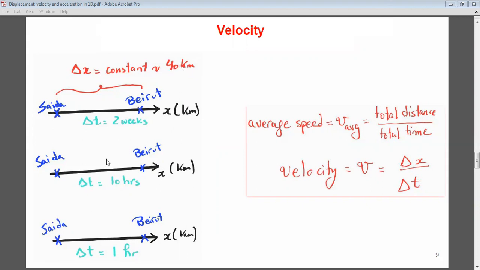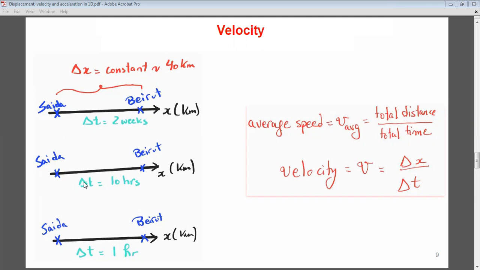But one object took 2 weeks to arrive. Let's not say it's a car. Let's say any 3 objects, they're going from Saida to Beirut. For example, the first one can be, I don't know what, an ant or something very slow. So it took 2 weeks to go from Saida to Beirut.